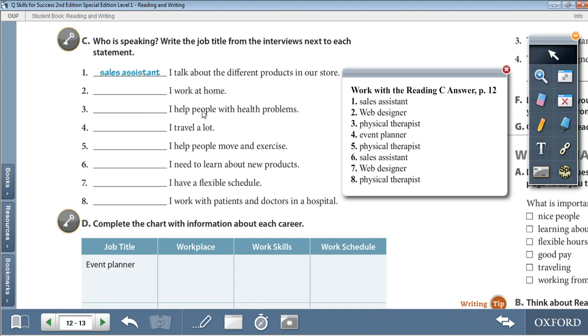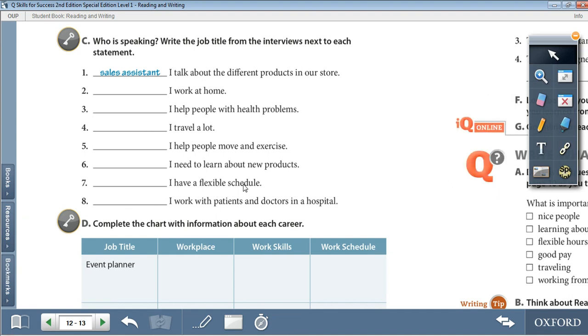3. I help people with health problems. Physical therapist. 4. I travel a lot. Event planner. 5. I help people move and exercise. Physical therapist. 6. I need to learn about new products. Sales assistant. 7. I have a flexible schedule, web designer. And 8. I work with patients and doctors in a hospital, physical therapist.